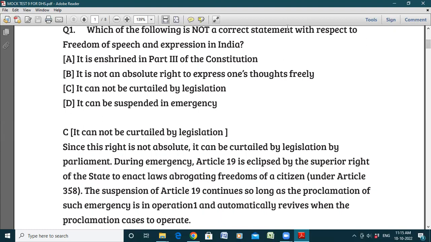So, freedom of speech and expression is enshrined in part 3 of the Constitution, the fundamental rights. And of course, it is not an absolute right to express one's thought freely, because in emergency it gets curtailed, and it can be curtailed by legislation. So, option C is the correct option.